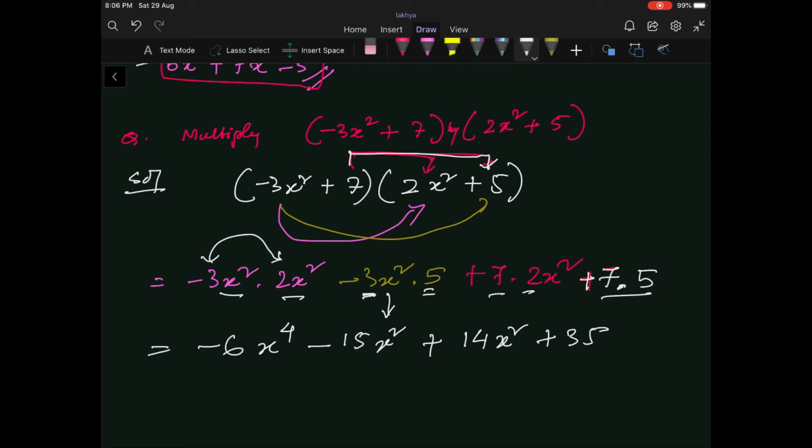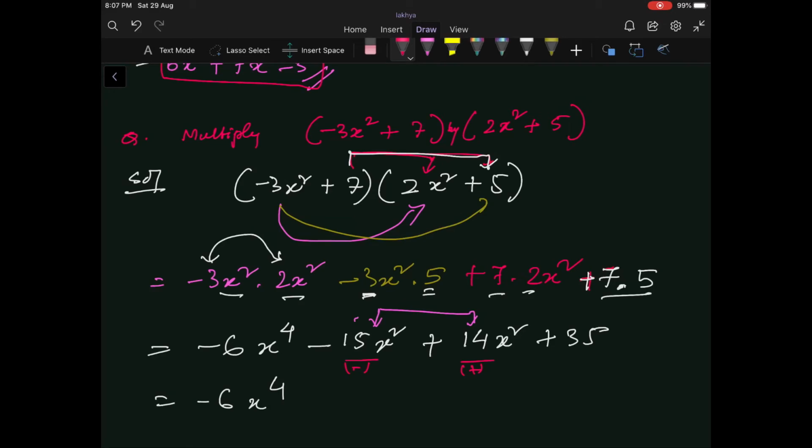Okay, so here you see these two are like terms. But this is negative and this is positive. In this case you have to subtract these two terms. Okay, so how to do that? Let me show you. Here you see, this is minus 6 x to the power 4. Now this is negative and this is positive.